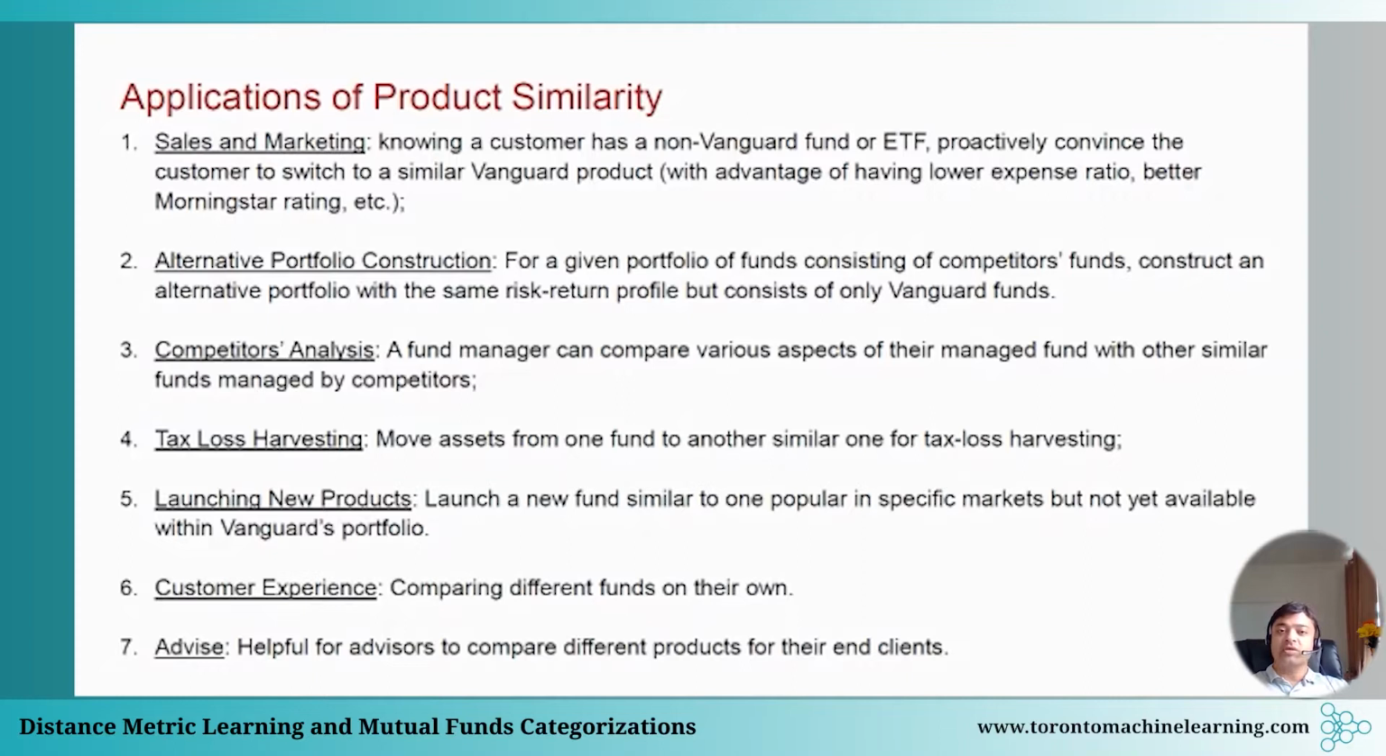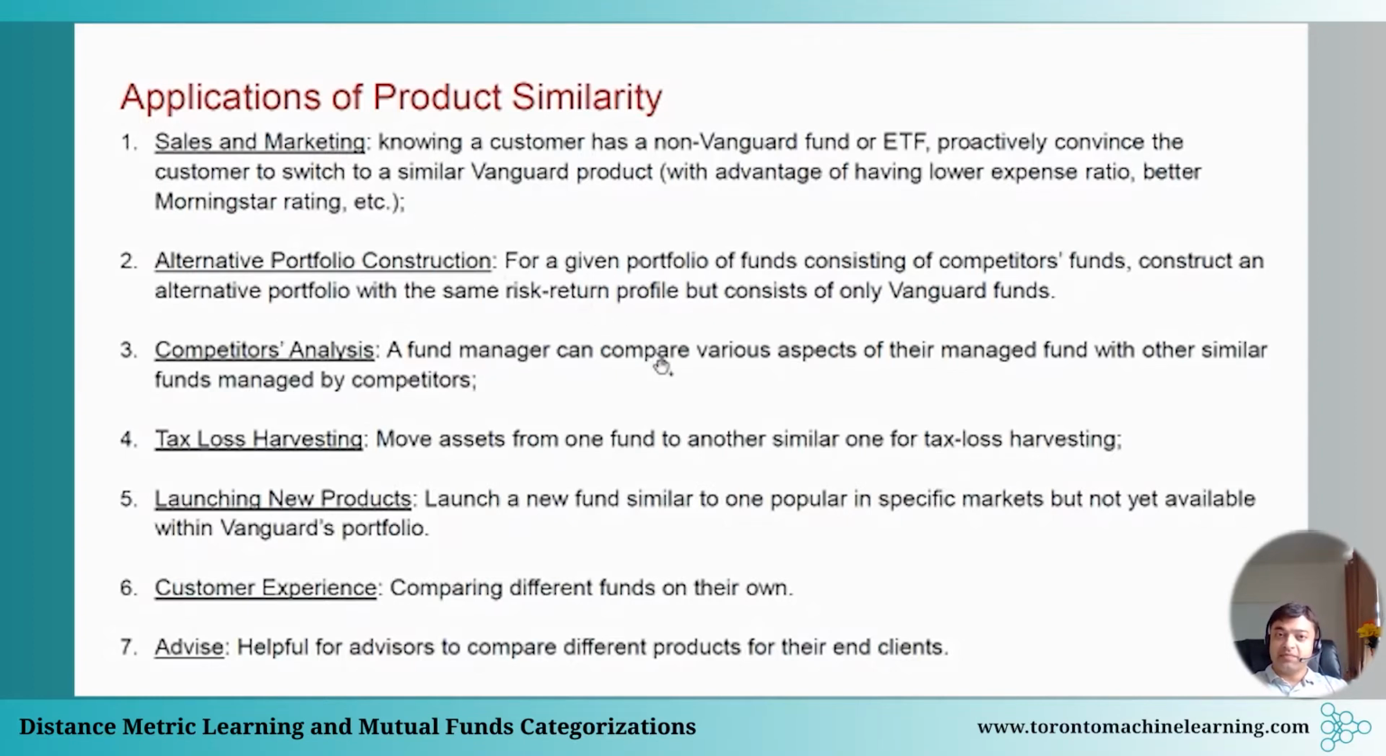Alternative portfolio construction. Let's say you have some portfolio of mutual funds which is made of all of your competitors' mutual funds, and you want to create an alternative portfolio which has the same risk return profile, but now you want to have it created using just your own mutual funds, homegrown mutual funds. Again, you can run this kind of product similarity tool, and of course, on top of it, you might want to do some further analysis, but this is a very good start.